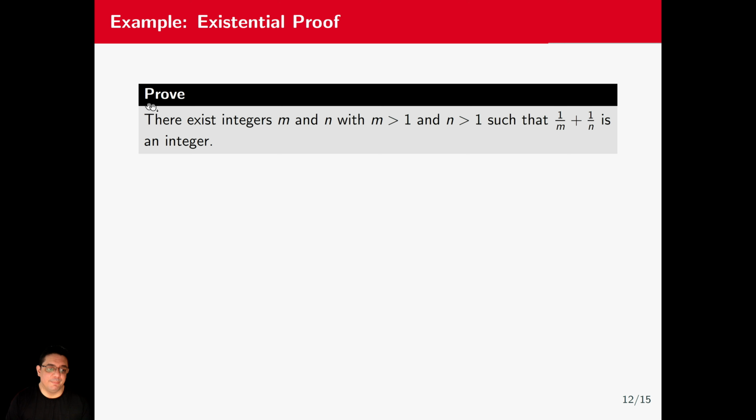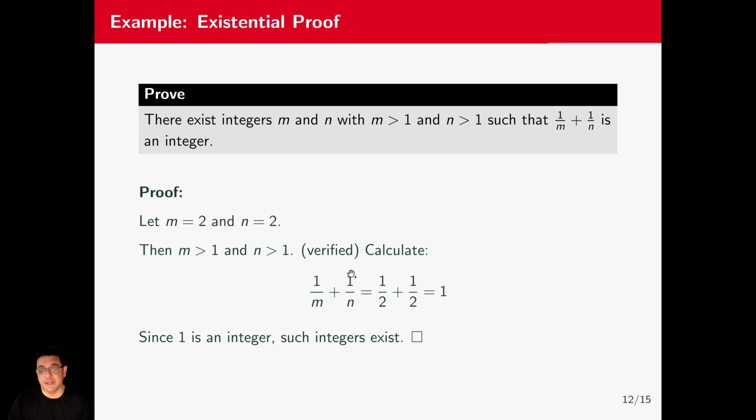Now, let's give an example here. There exist integers m and n, with m bigger than 1 and n bigger than 1, such that 1/m + 1/n is an integer. Well, I can just take m equals 2 and n equals 2. Notice that we verify that they're both bigger than 1: 2 is bigger than 1. And then we calculate 1/m + 1/n, which is going to be 1/2 + 1/2, and then you're going to get that this is 1. So the sum is an integer, and so we have that those integers exist. We're done with our proof.